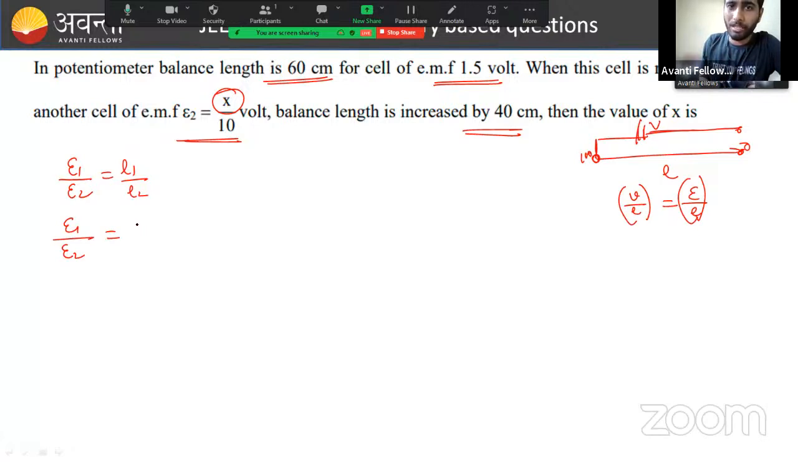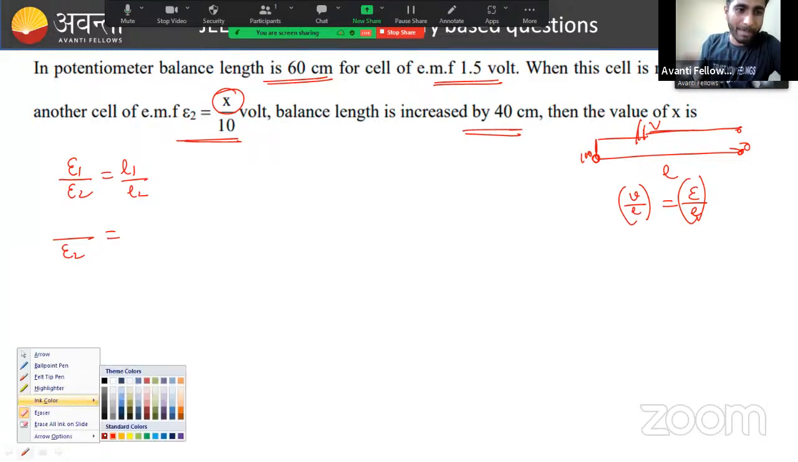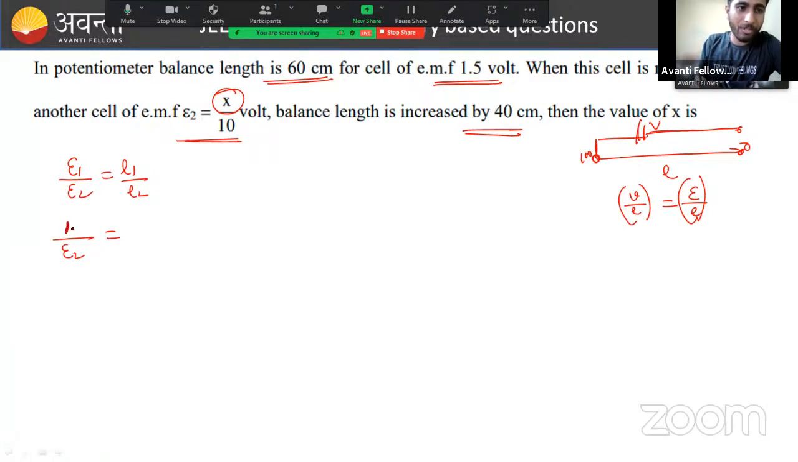E1 we already know, right? Look at the E1 value. They gave 1.5 volt at a balancing length of 40 centimeter.